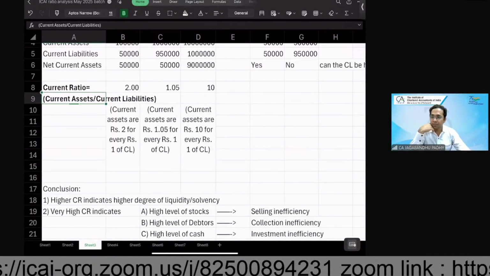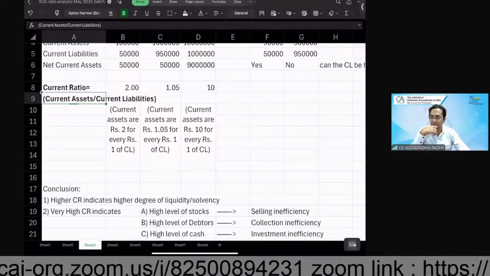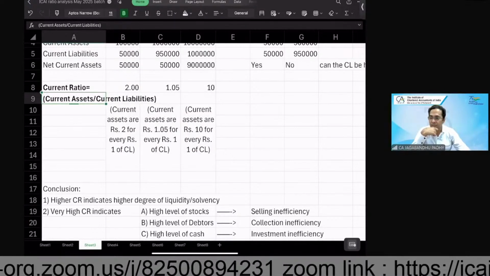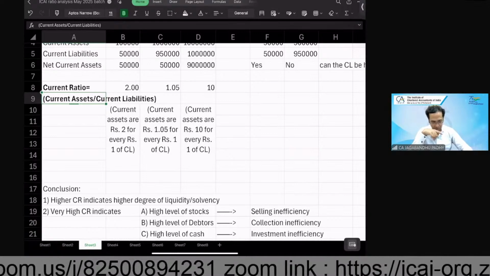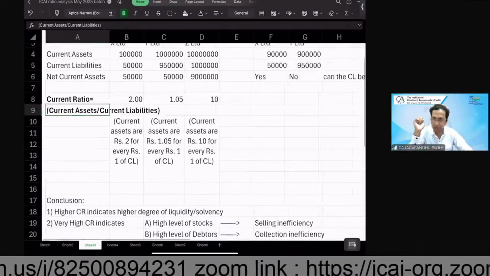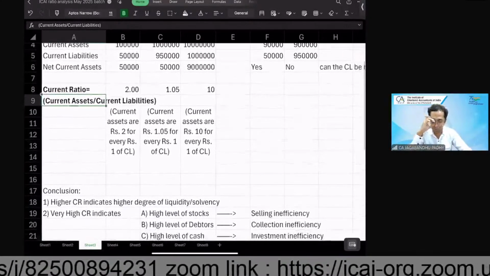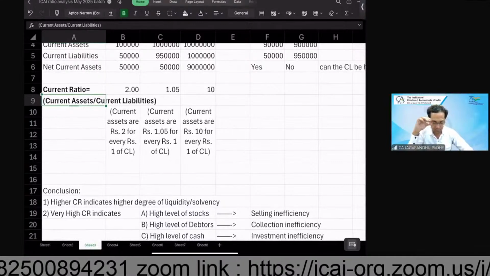Can you list out which ratios we covered in today's class, sir? I will upload this Excel file on the portal, Vijayalakshmi. You will find it easily.